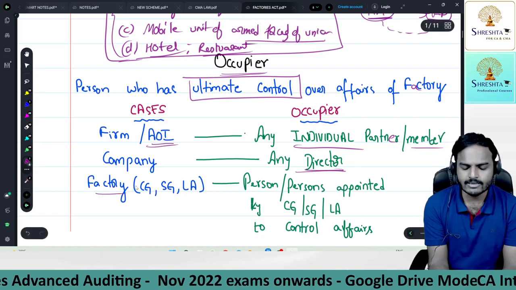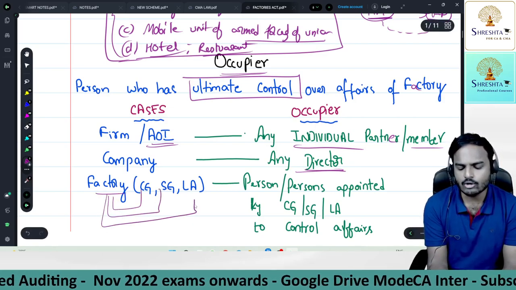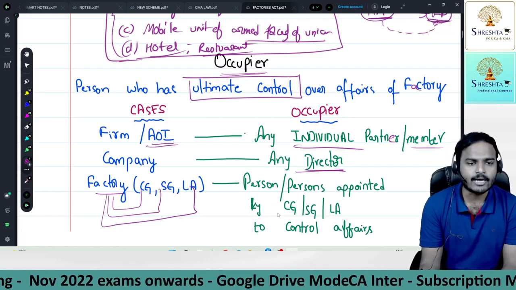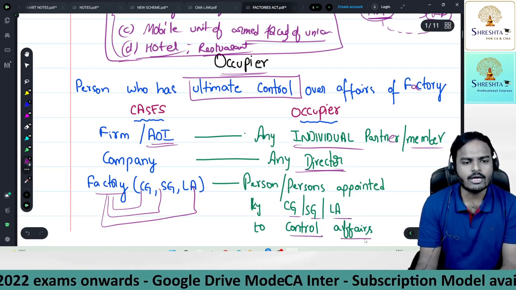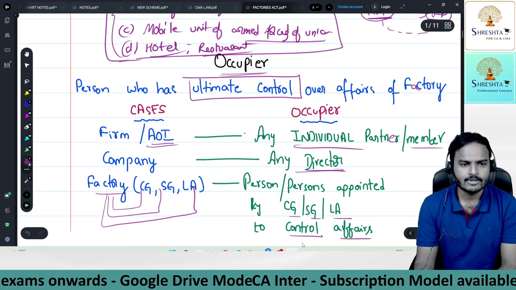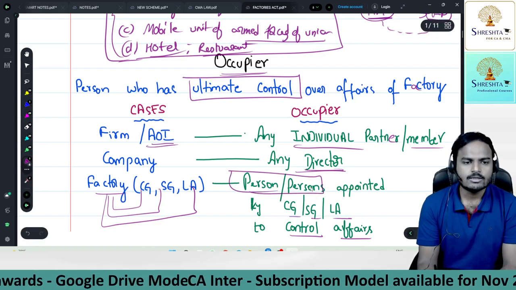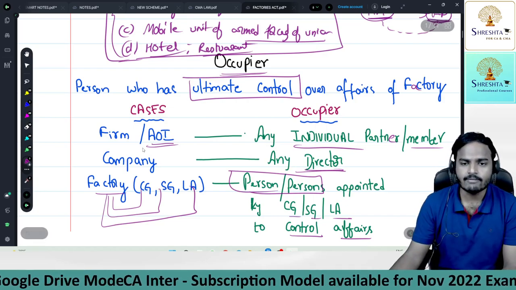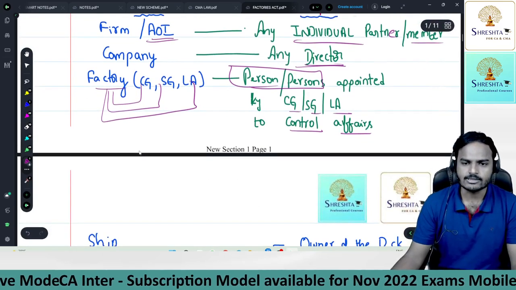And coming to the factory which belongs to or is under the control of the central government, state government, or local authority, the person or persons so appointed by the central government, state government, or local authority to control the affairs of the factory, the appointed person shall be deemed to be the occupier. Now that person has the responsibility to provide safety, health and welfare measures.